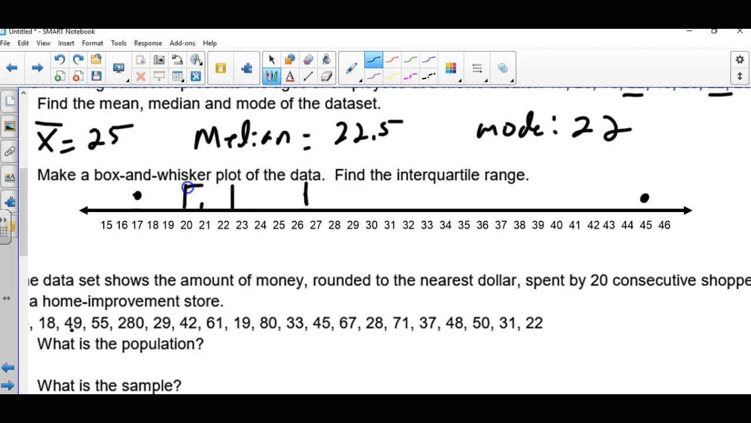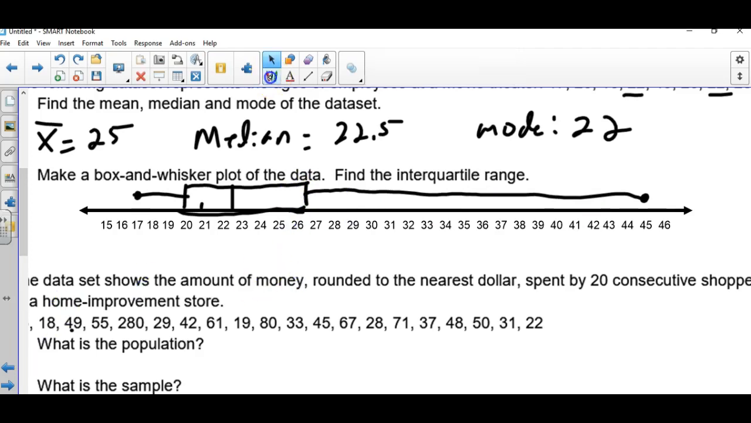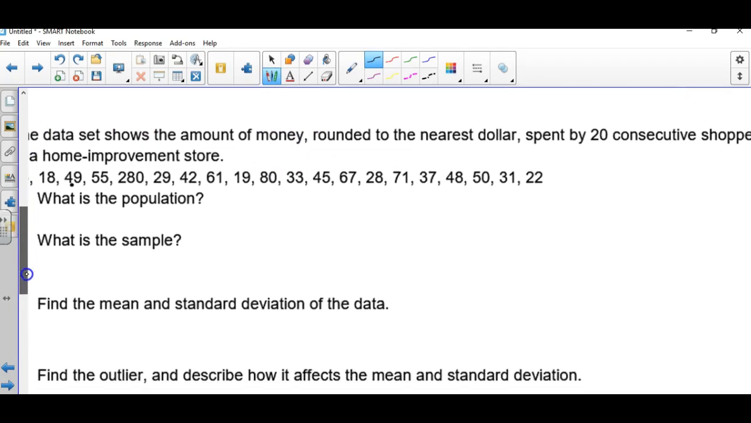So we're going to close the box and connect our points like so. All right, there we go. So there's our box and whisker plot. Now let's look at our next example.